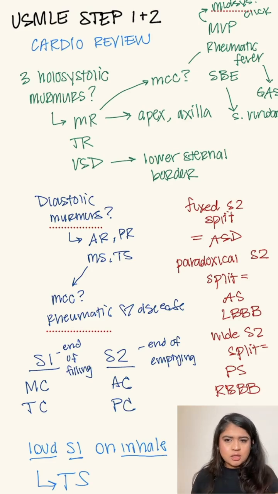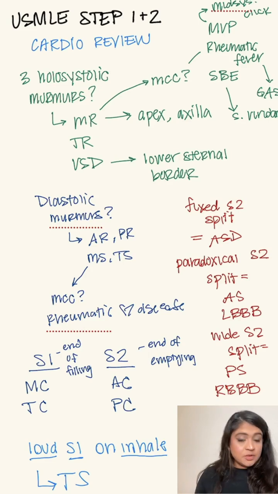Or, I'm sorry if I'm mispronouncing it, Lola, right ventricular hypertrophy also matches, right? Because that pulmonic stenosis could lead to right ventricular hypertrophy. Anything that slows down the right heart.